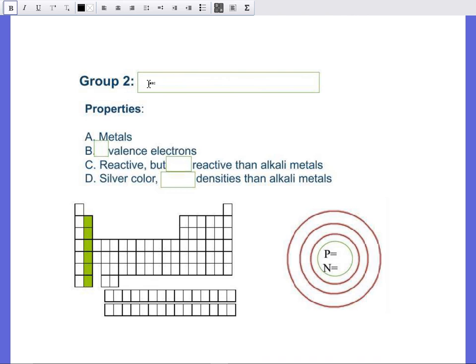The second group of elements is called the alkaline earth metals. And the alkaline earth metals are in group 2, so we're moving to the right. They're all metals. They have valence electrons. They are reactive, but they are less reactive than alkali metals. And alkaline earth metals tend to be silver in color, and they have higher densities than alkali metals, so they feel a little bit heavier.